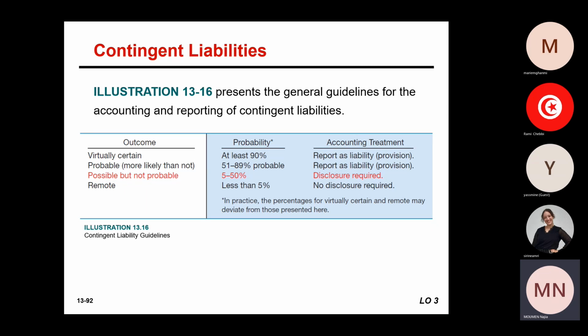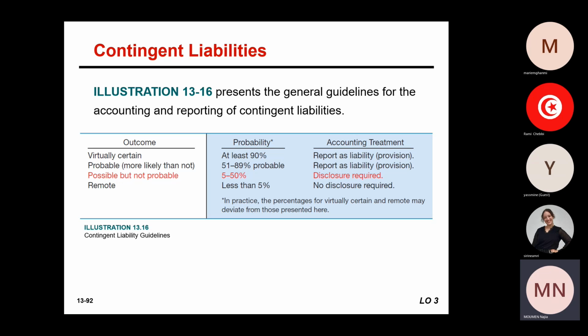But if it is possible, not probable, so it is less than 50%, it should not be accrued as a liability. It should not be part of my financial statement, so it will be maybe just disclosure. If required, I should report. I should just provide a narration regarding this contingent liability. If it is remote, so here the probability is highly uncertain, not more than 5%, there is no disclosure required. These are just common general guidelines for accounting and reporting for contingent liabilities.